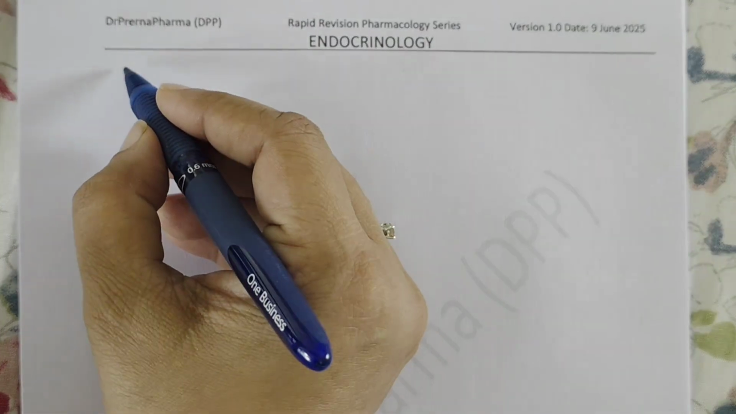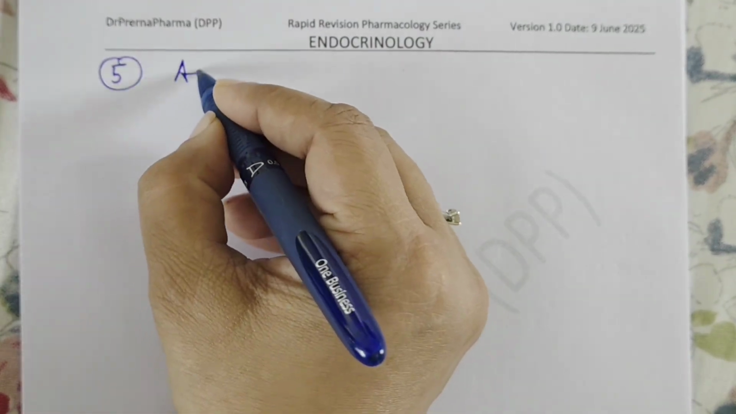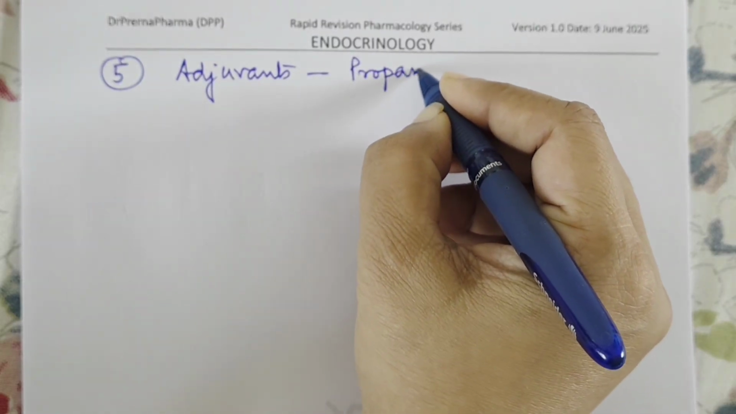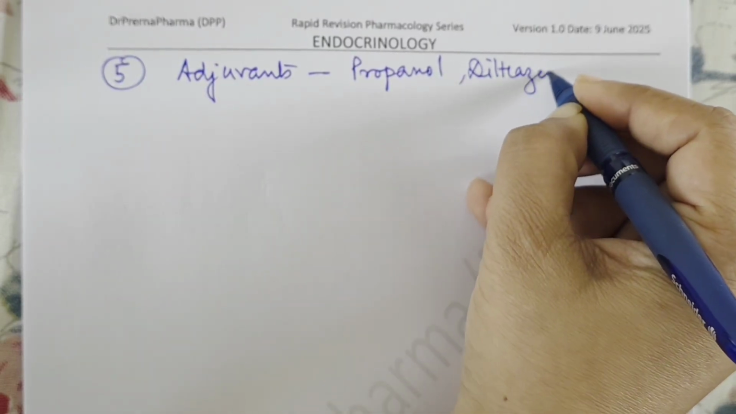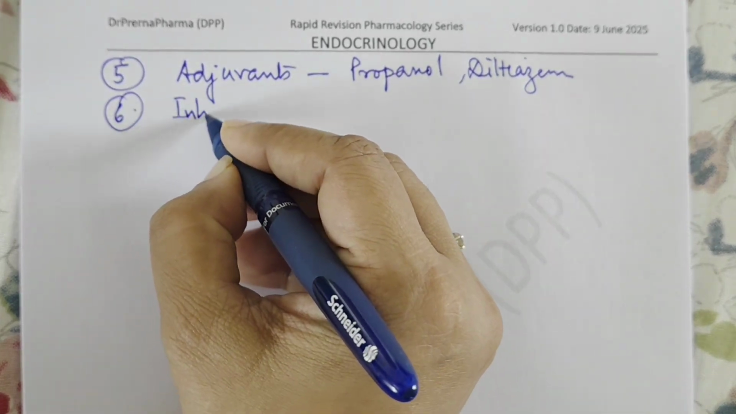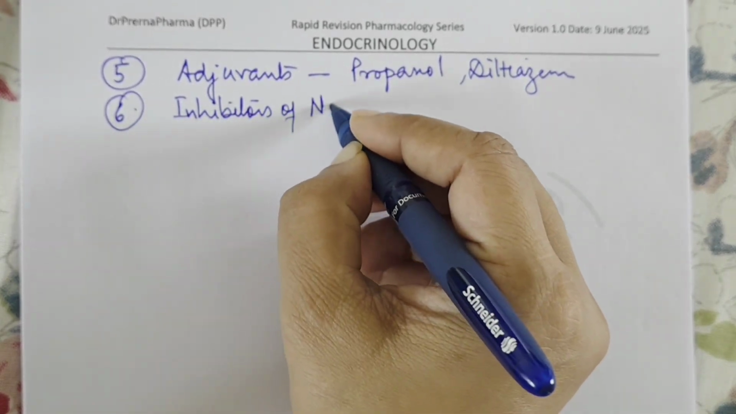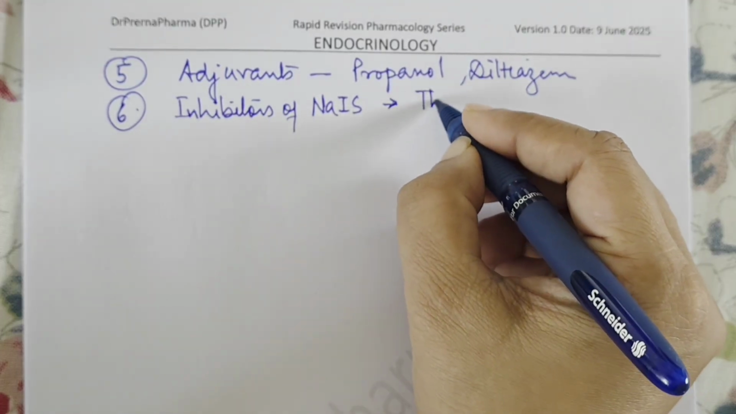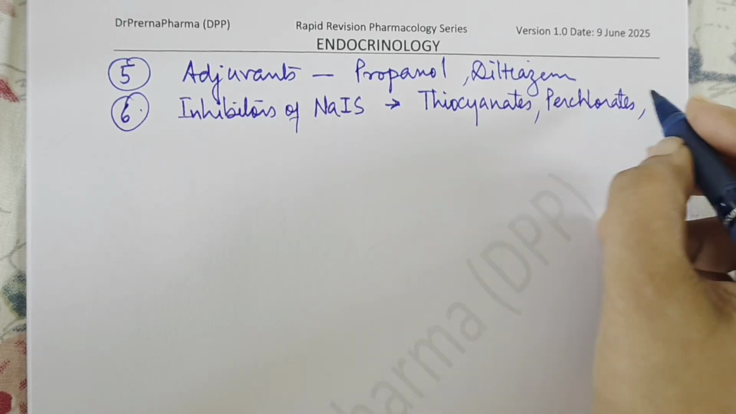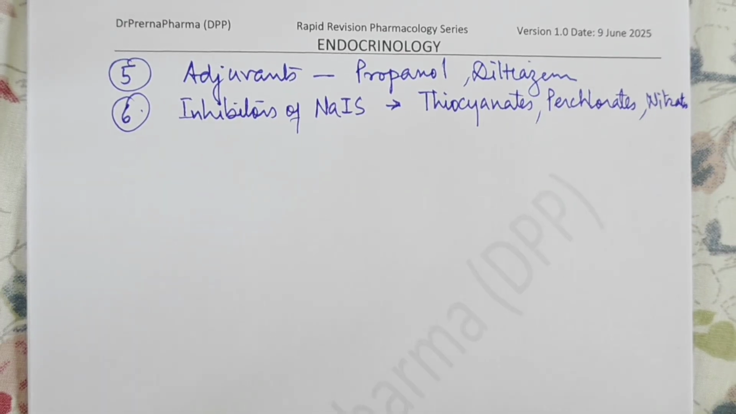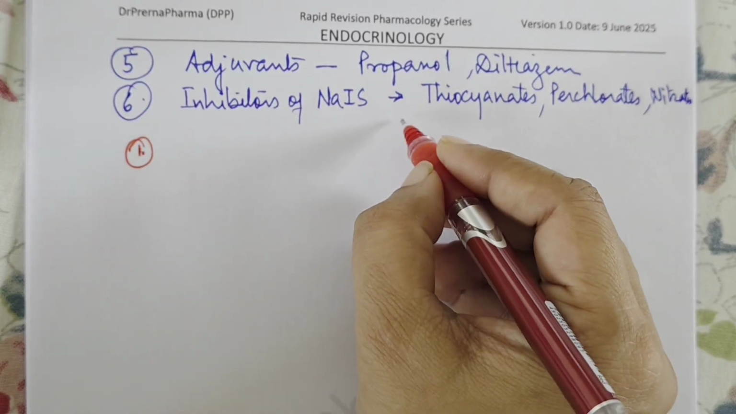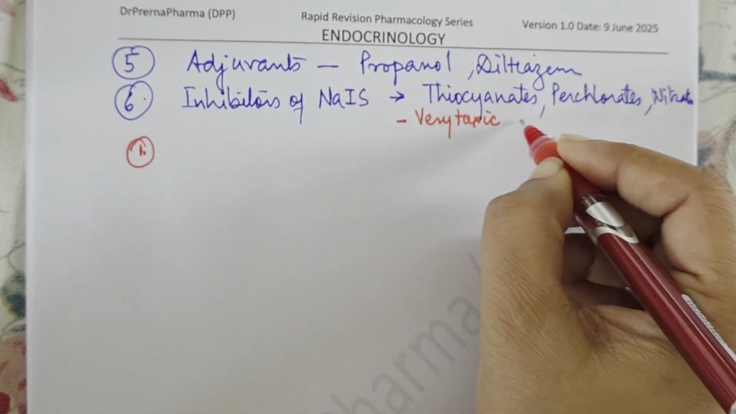Then next, in the classification itself we move ahead. Adjuvants: we have propranolol, diltiazem. Adjuvants as in these are drugs which can be used in hyperthyroidism. Then the next category is drugs which are inhibitors of the sodium iodide symporter, and that is thiocyanates, perchlorates and nitrates. Right, so this is the classification. Now let's understand one by one. First thing, these drugs are very toxic, so they are obsolete.